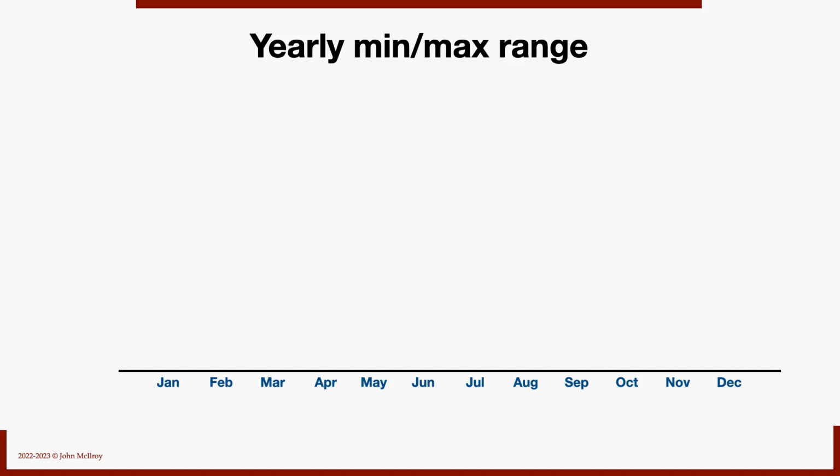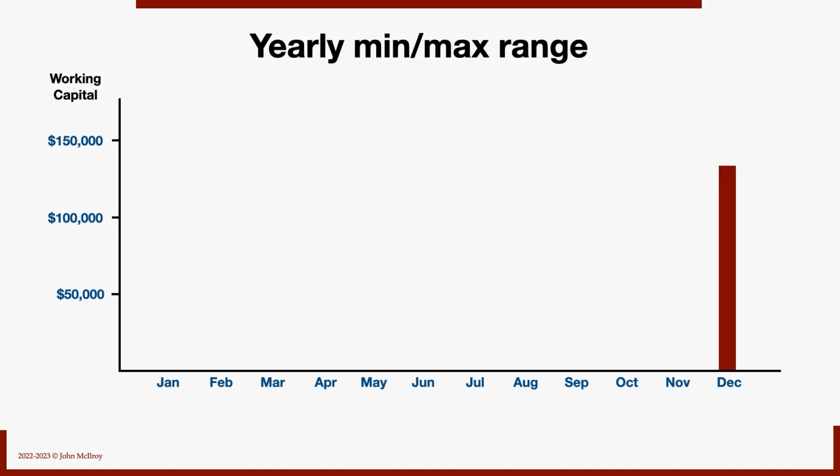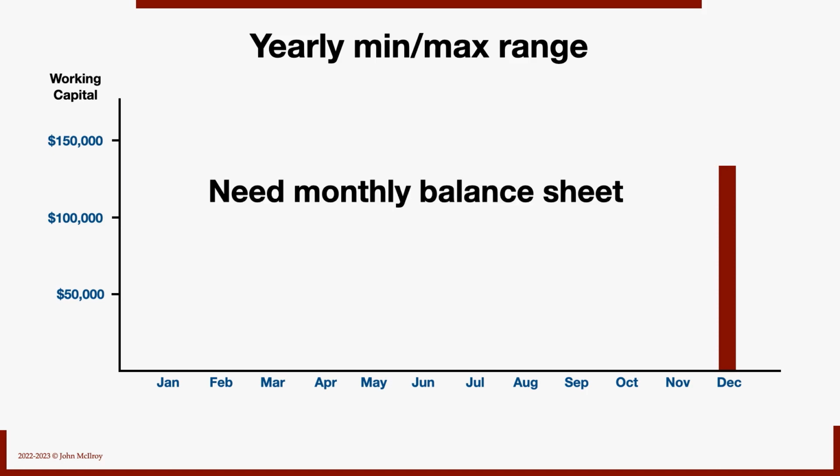So if we take a look at the 12 months of the year, let's say the fiscal year, in this case the calendar year ending in December, and here's the working capital. If we take a look at December, we just calculated that number to be what? 139,626. But we also need monthly balance sheets for every month of the fiscal year for the previous 12 months.